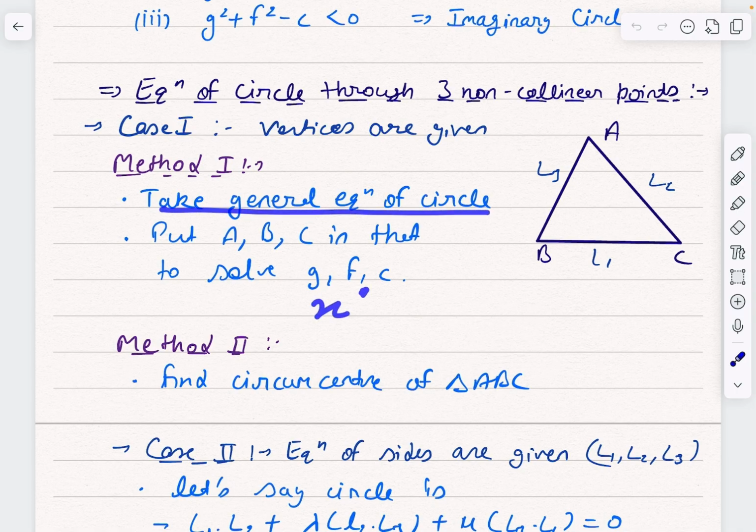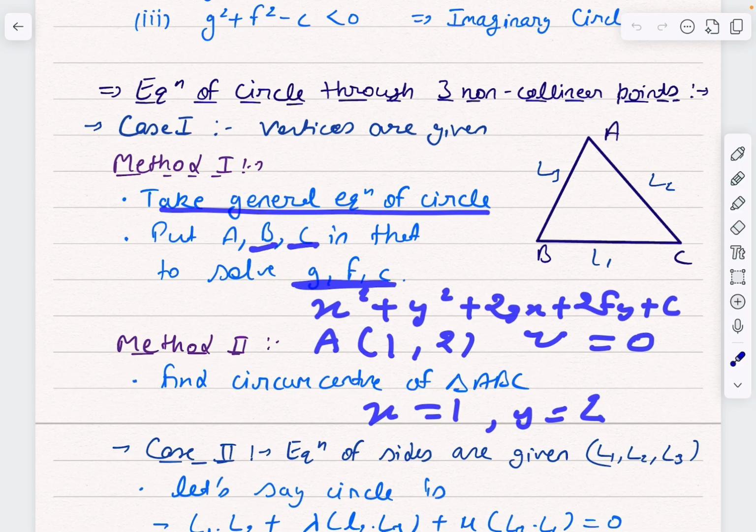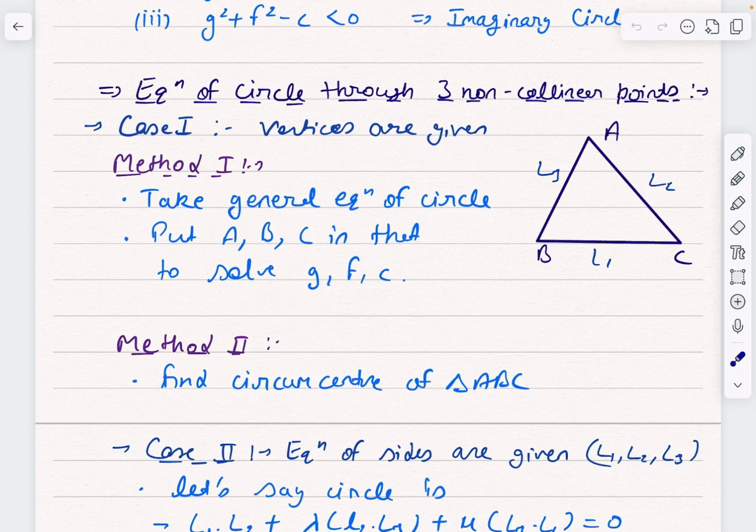We discussed now, x square plus y square plus 2gx plus 2fy plus c equal to 0. In this, put all 3 points one by one. So we get 3 equations and there will be 3 unknowns, g, f, c. So when I say put the point, let us say A coordinates are (1, 2). So put x as 1, y as 2. We get one equation. Similarly, put B point, put C point. We get 3 equations, 3 variables. You can solve to find g, f, c. That will give you the circle.